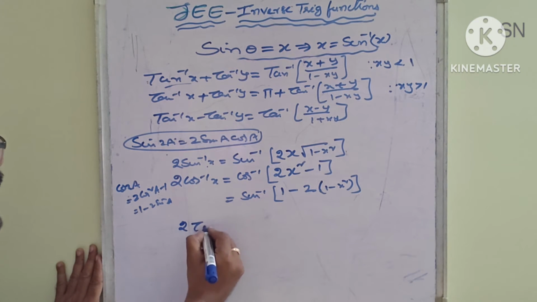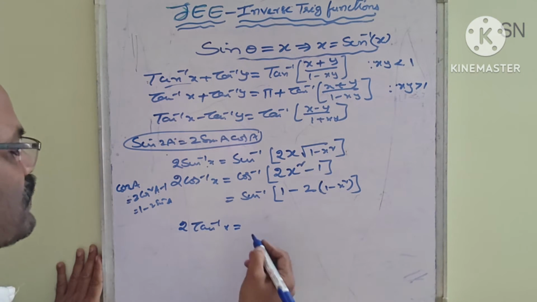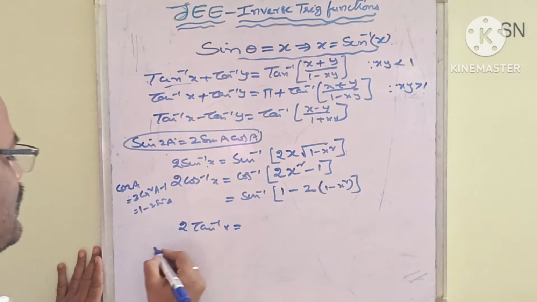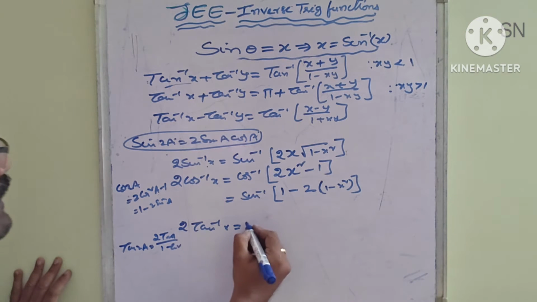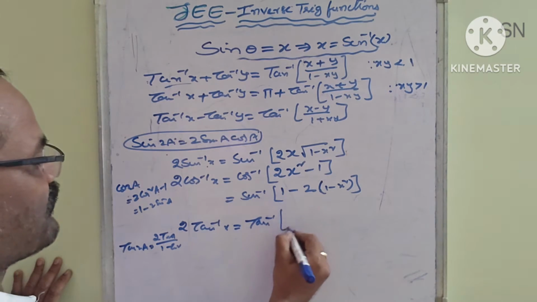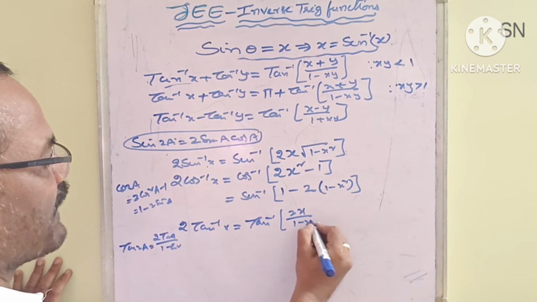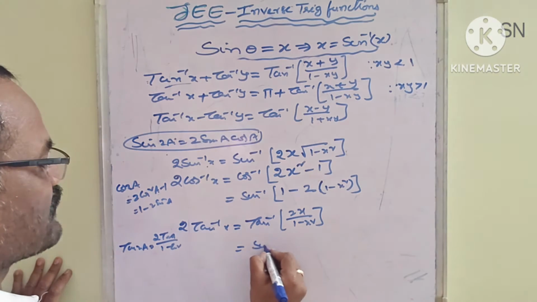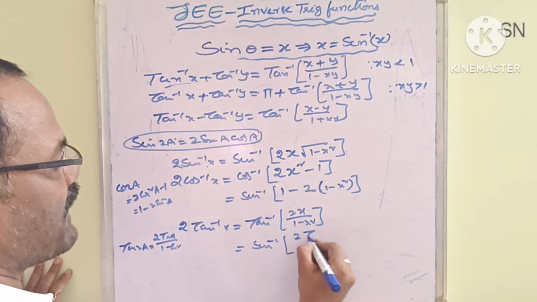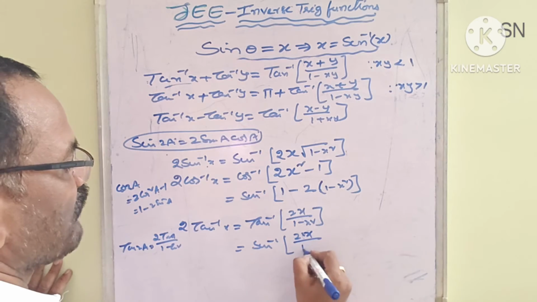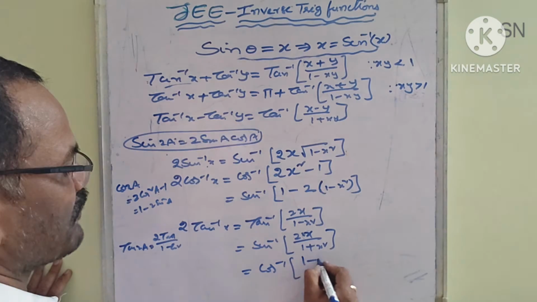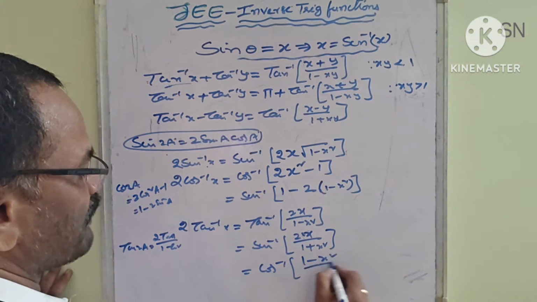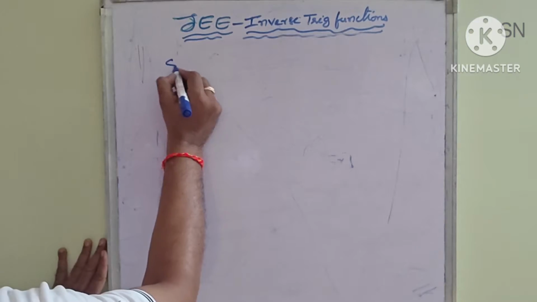And 2 tan inverse x. So 2 tan inverse x means tan 2a. So the tan 2a formula is 2 tan a by 1 minus tan square a. That means tan inverse of 2x by 1 minus x square. And sin inverse also: 2 tan theta by 1 plus tan square theta. And cos inverse also: 1 minus x square by 1 plus x square.